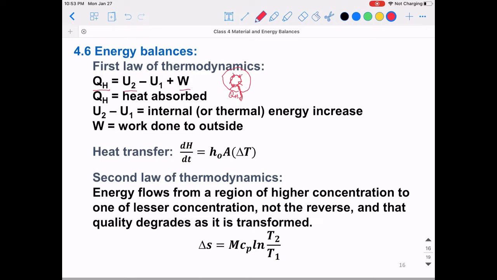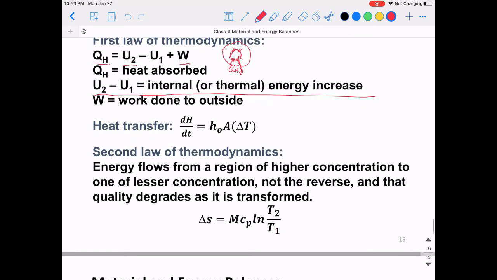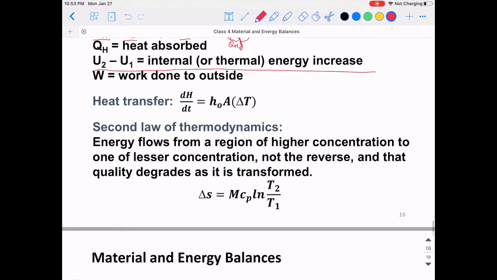And further, we can call U2 minus U1 the internal energy increase. The U is purely determined by the internal or thermal energy. We also have the law of heat transfer. The heat transfer can be calculated by these differential equations, and it involves the area of a certain substance. Also we need to consider the temperature difference. The higher the temperature difference, the better the heat transfer.